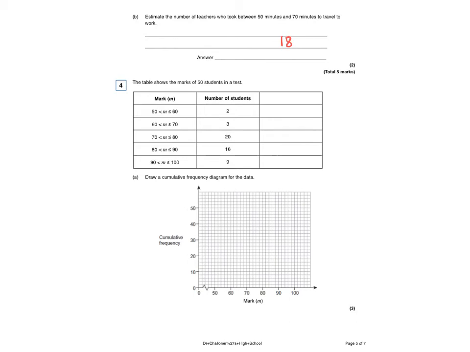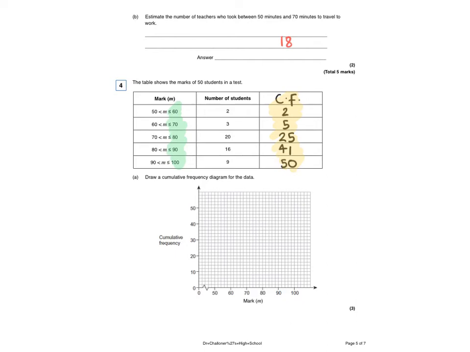Question 4. We have the marks of 50 students in a test, and we've got to plot a cumulative frequency diagram. So here's the cumulative frequency column. Add up your cumulative frequency as a running total, and we should get to 50 at the end. So remember, you're always plotting cumulative frequency on the y-axis versus the top value, the upper value in each of these groups. So 60 marks.